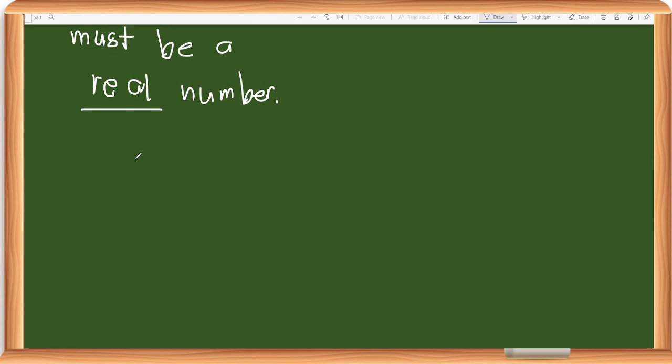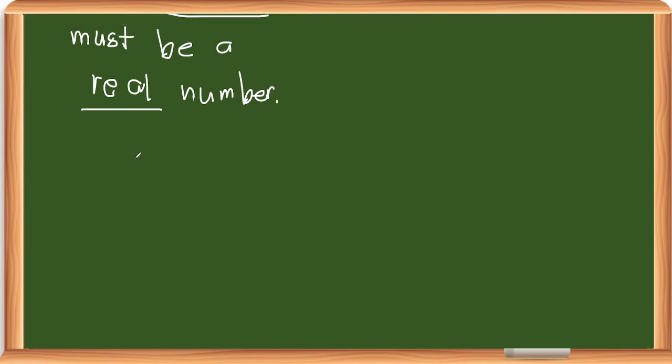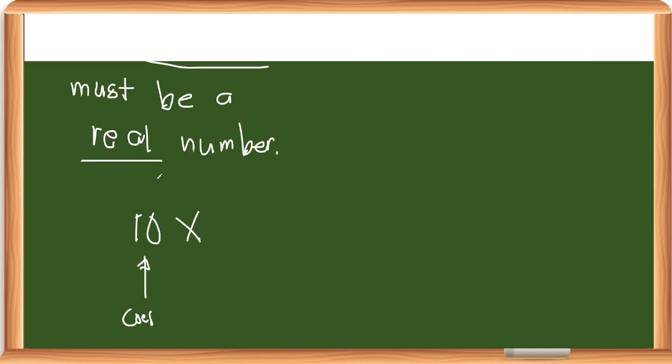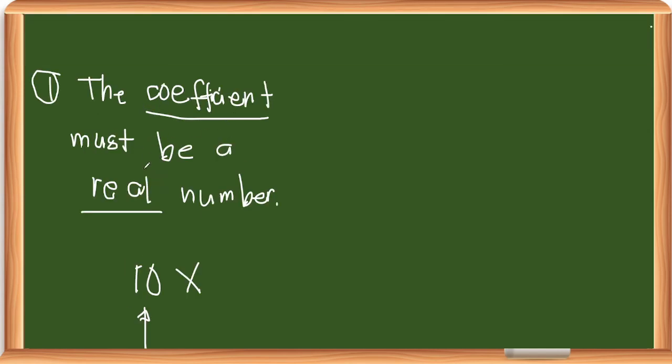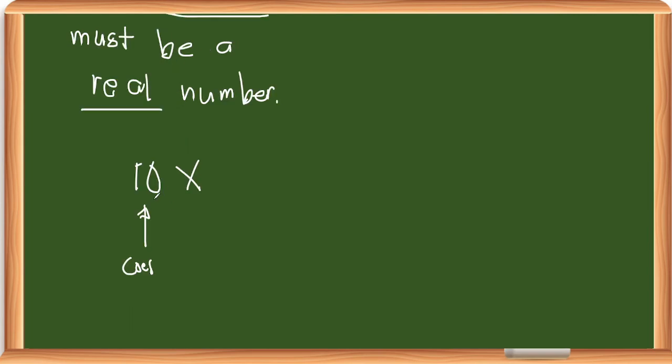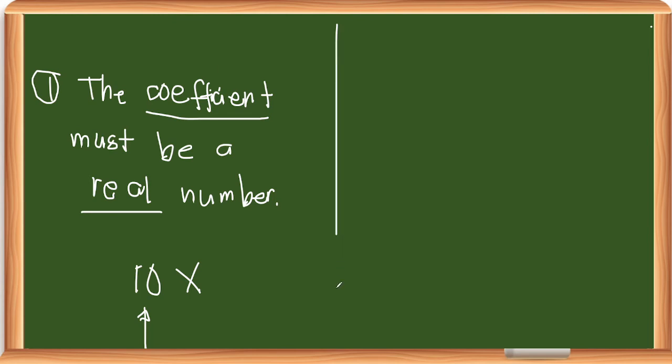Okay, pagka sinabi natin coefficient, they are the numerical, they are the numbers that is multiplied to the variable. For example, yung kanina 10x. So 10 is the number, this is the coefficient, and x is the variable. It says here the coefficient must be a real number. Is 10 a real number? Yes. Okay, so therefore, we can consider this as a polynomial.